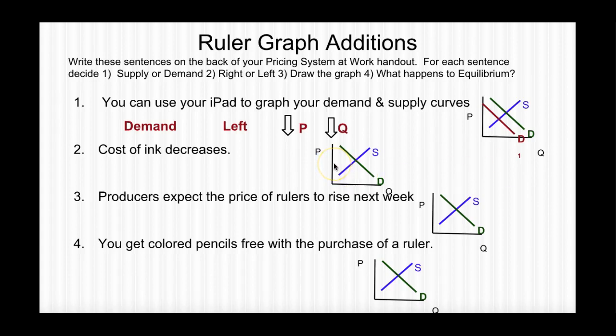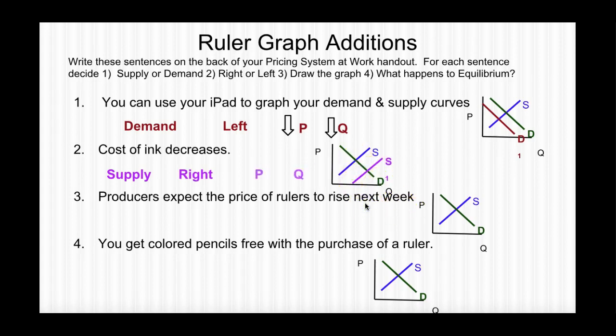So the cost of ink decreases. That's going to be a cost of inputs, and cost of inputs is definitely supply. So if the cost of ink decreases, that's going to cause the supply curve to shift to the right. So here's what it's going to look like. Here's my right shift.